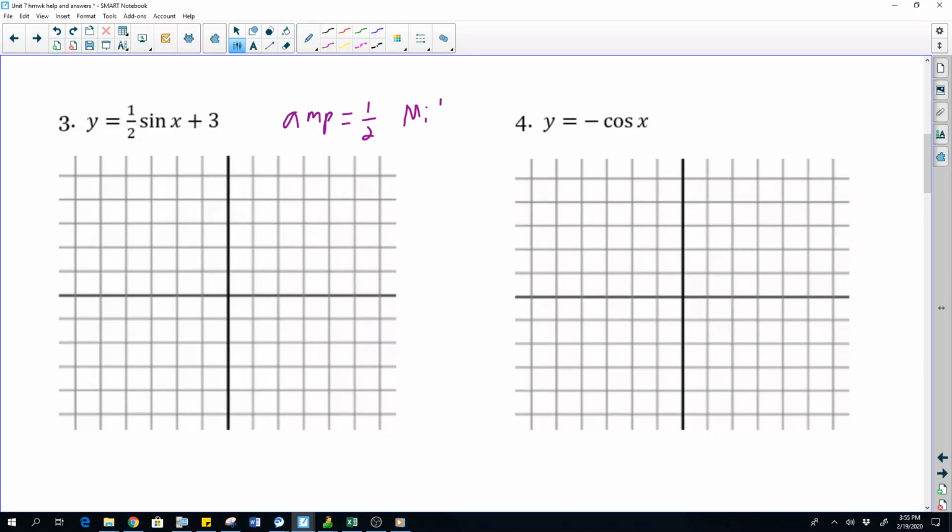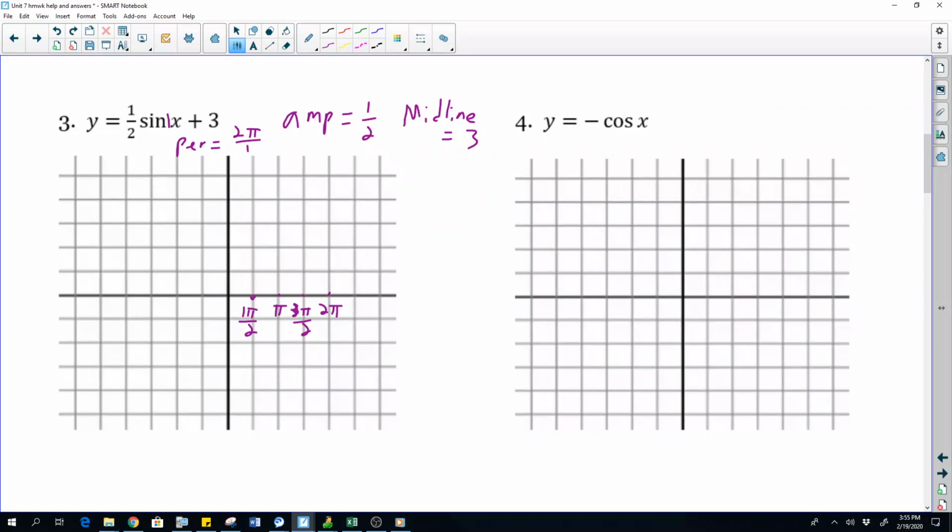The midline. What's the midline? You say it before I write it. That's right, 3. So amplitude is a half, midline is 3. The b value is just 1. And so that means that our period is just going to be 2 pi over 1, which is just 2 pi. So let's label that so we can graph this. We got 2 pi, pi again, and then half a pi again. So pi over 2, 2 pi over 2, 3 pi over 2. Memorize it, or just the pattern.